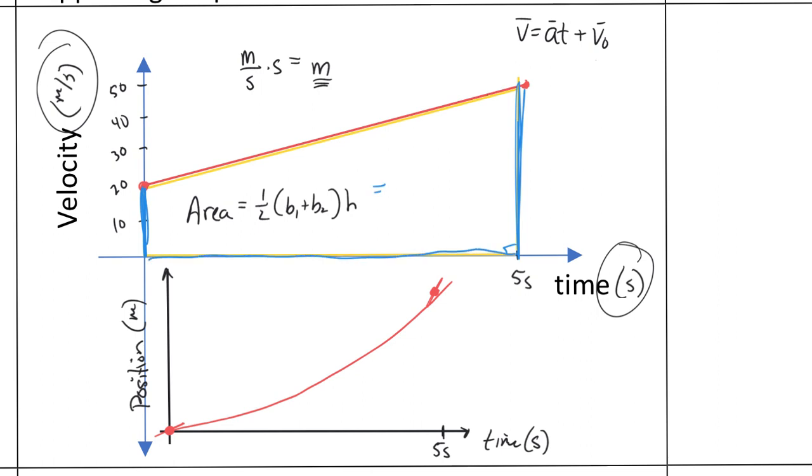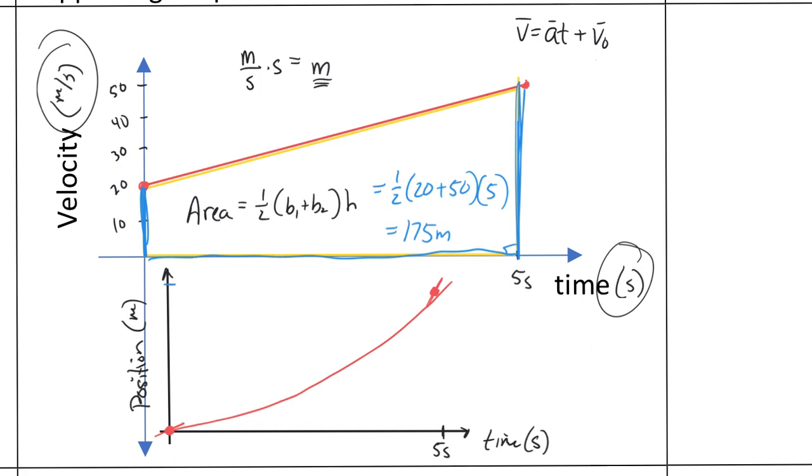So the area will be 1/2 times 20 plus 50, times 5. So can you tell me what the displacement is? Or do you need to punch buttons? Because that'll make me sad. I mean, 50 plus 20 is 70. 70 times 5 is 350. And half of 350 is 175. Good, good. If the old man can do it, then the youngins can do it.